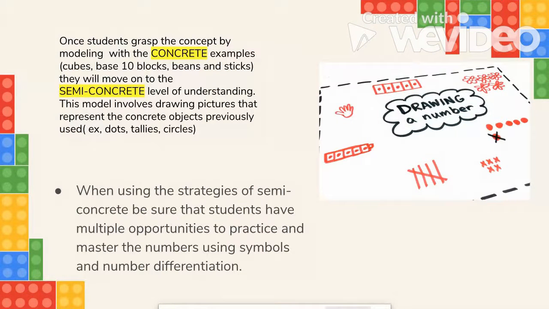Once students have grasped the concept of concrete, they will move on to the semi-concrete level of understanding. This model involves drawing pictures that represent the concrete object previously used. Example, dots, tallies, or circles. When using the strategy of semi-concrete, be sure that students have multiple opportunities to practice and master the numbers using symbols and number differentiation.